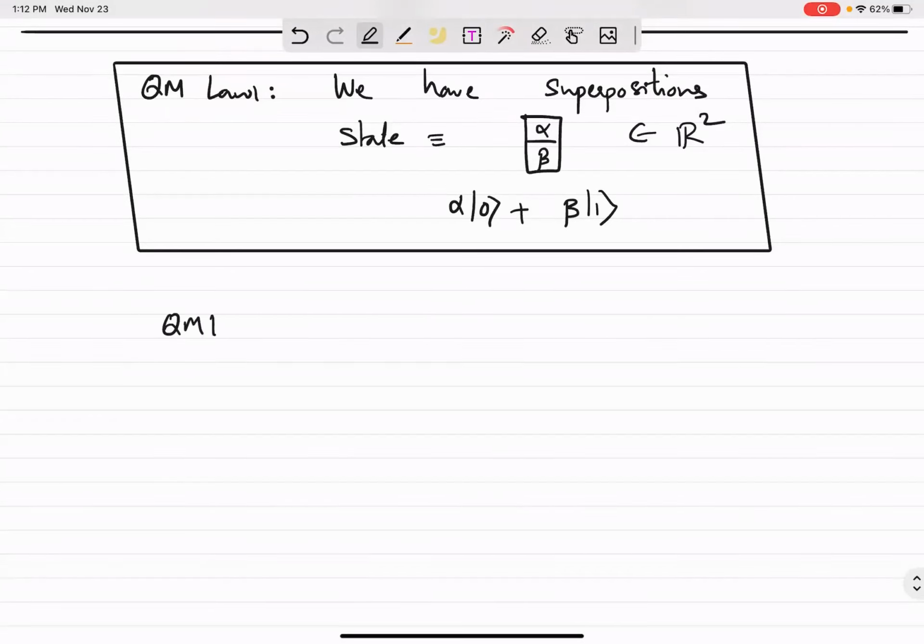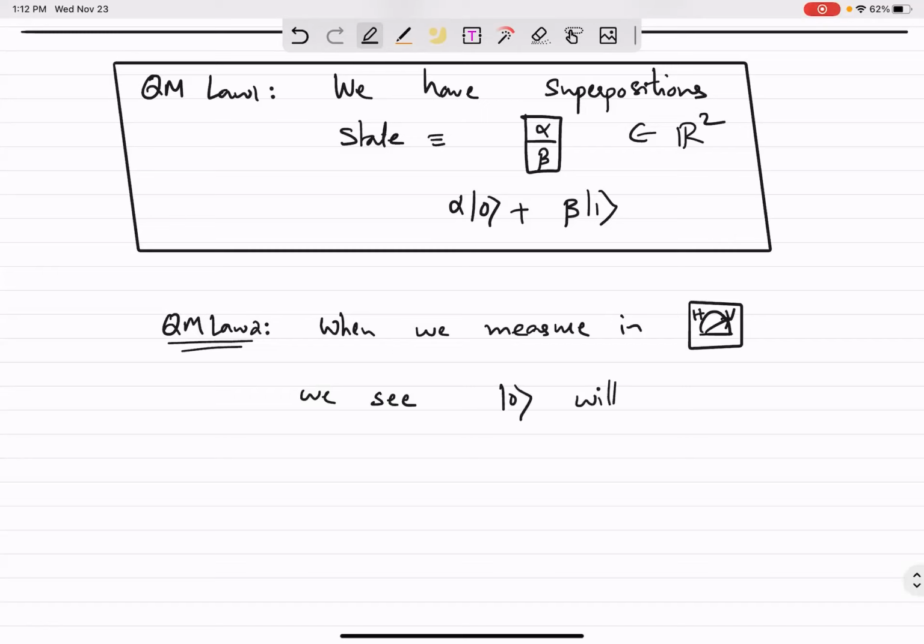Quantum mechanics law 2: when we measure in H and V, we see 0 with probability alpha squared, and the state becomes the measured outcome.